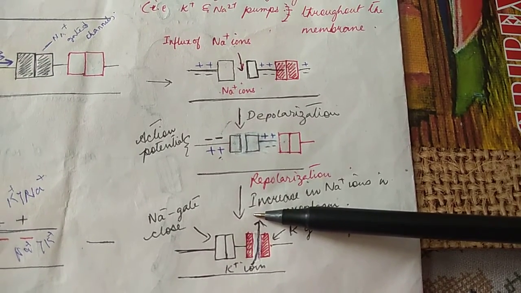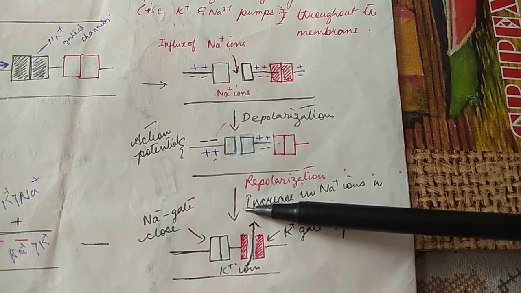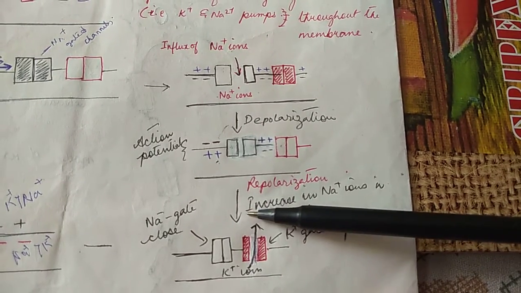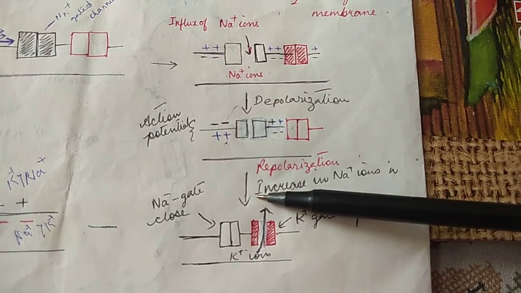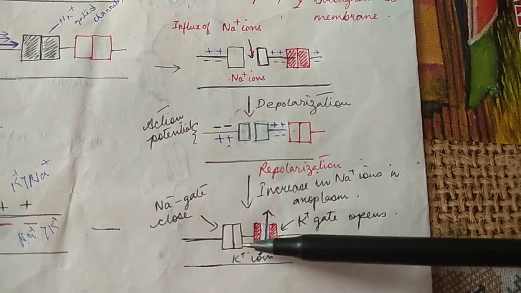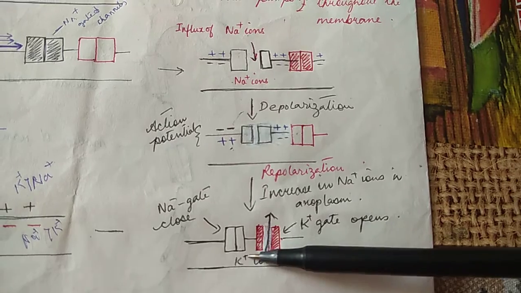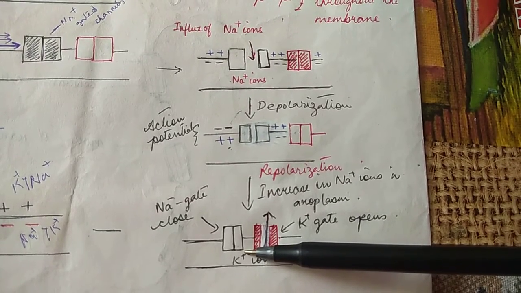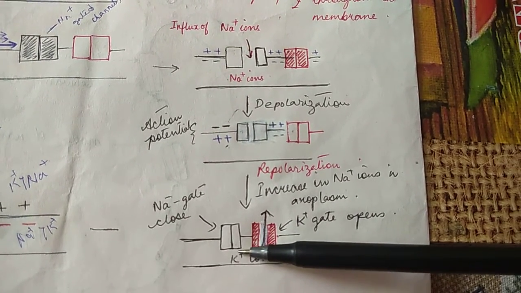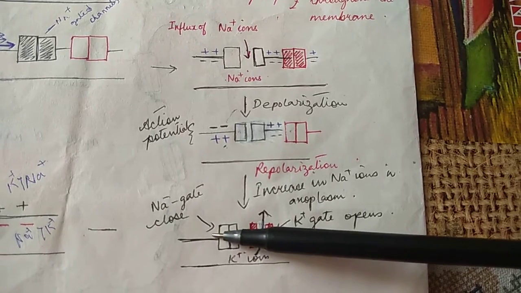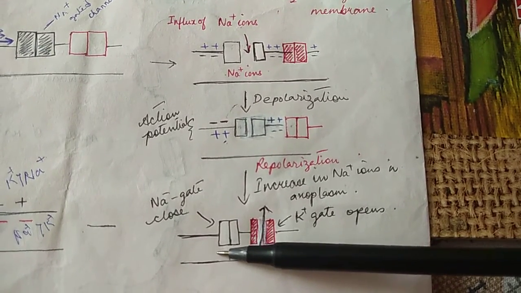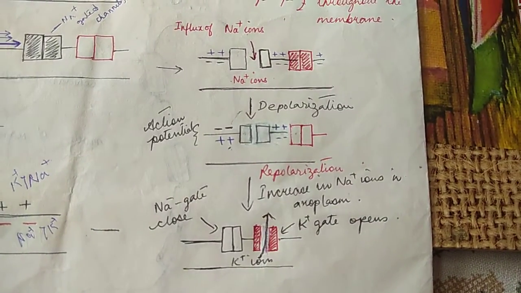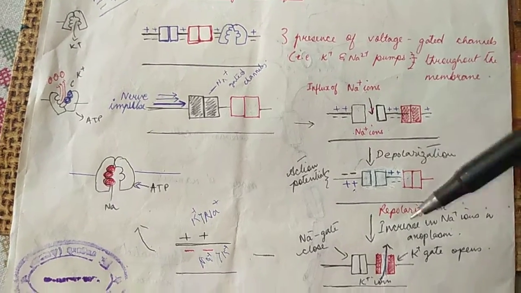As a result, the concentration of positive ions in the extracellular fluid increases, and inside the axoplasm, the negative ions increase. As a result, the nerve fiber is again polarized. This is known as repolarization.